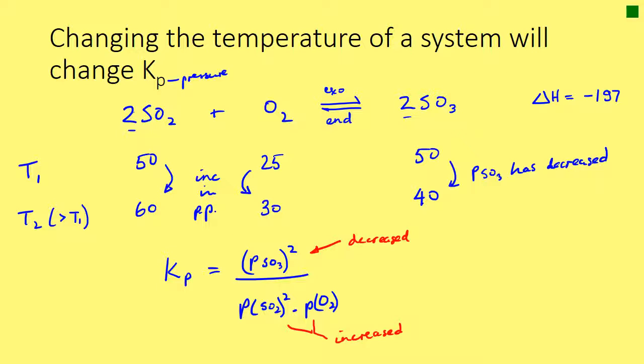So the net effect of those 2 changes is that Kp at temperature 2 is going to be less than Kp at temperature 1. Or in words, if we increase the temperature where the forward reaction is exothermic, we're going to get a decrease in Kp.